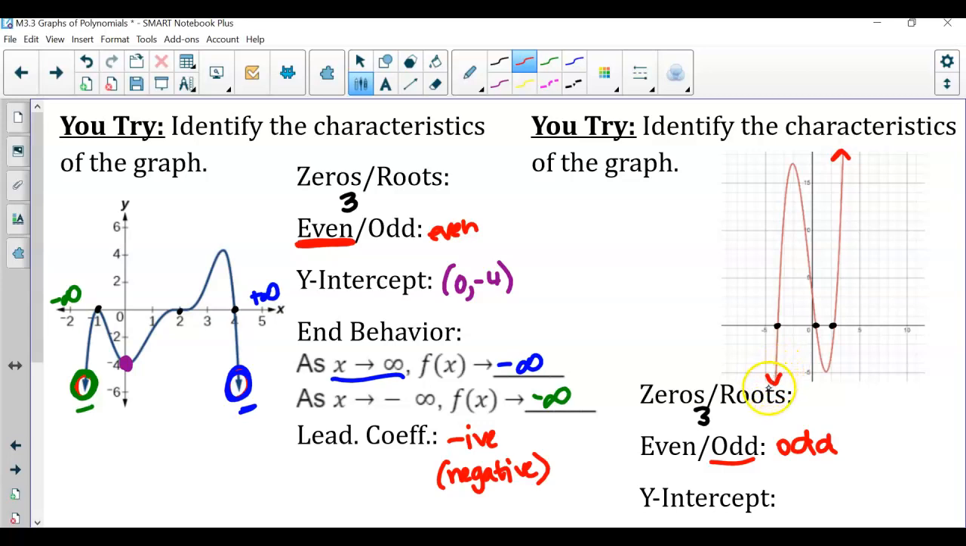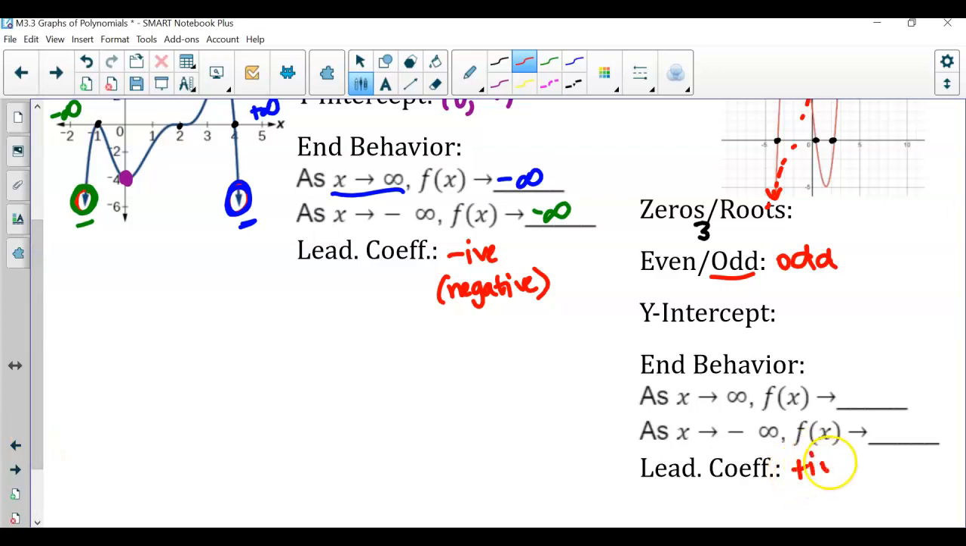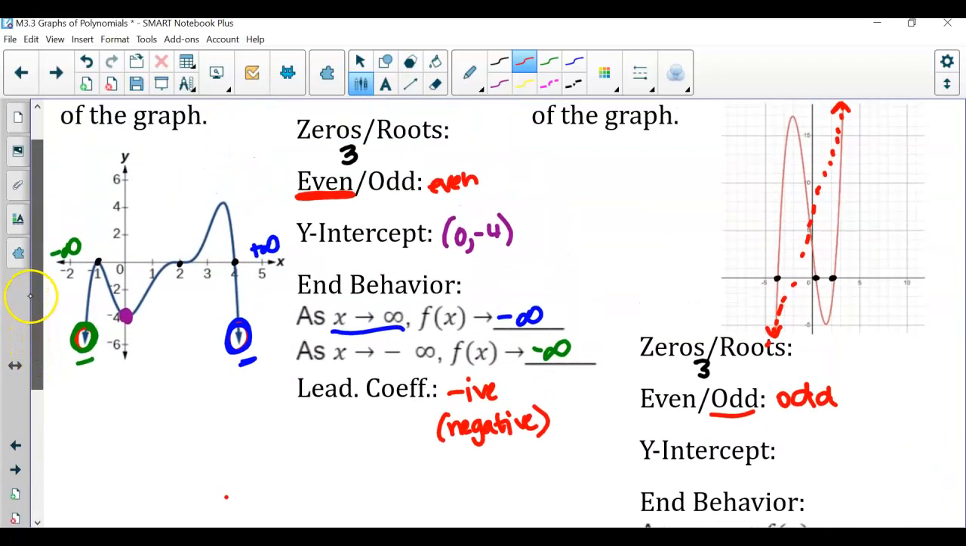Then I'm going to jump down to the leading coefficient. Notice if I were to connect left to right, what direction are we going? Up. So this leading coefficient is positive. And again, I'll write out the word: positive leading coefficient. Then our y-intercept. Looking at the graph, it is crossing at +3. So 0, 3 is our y-intercept.